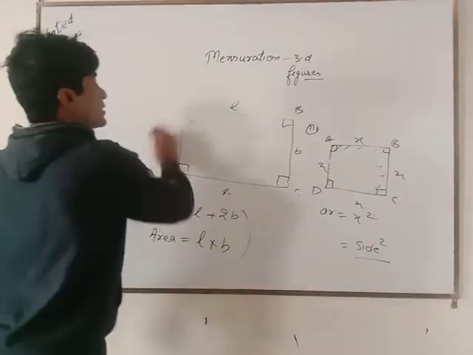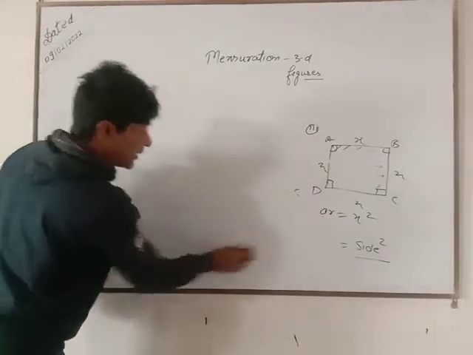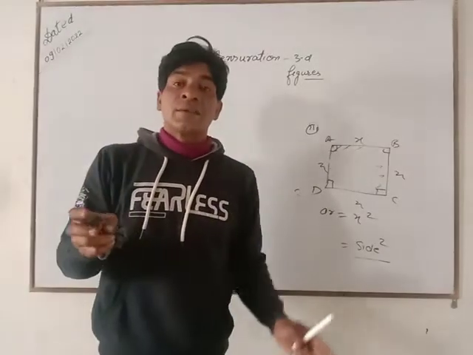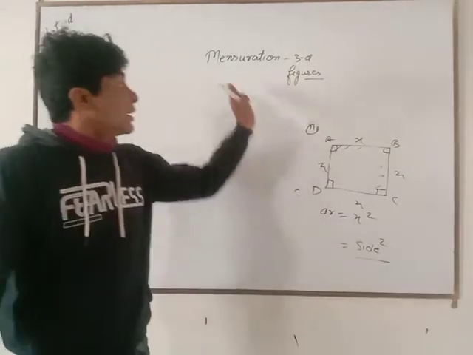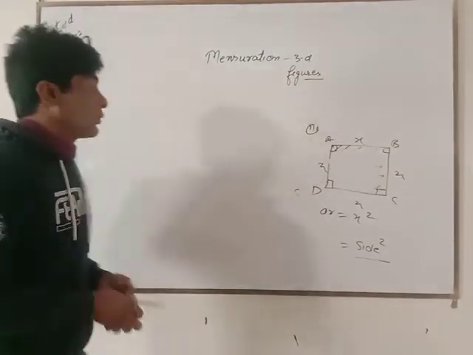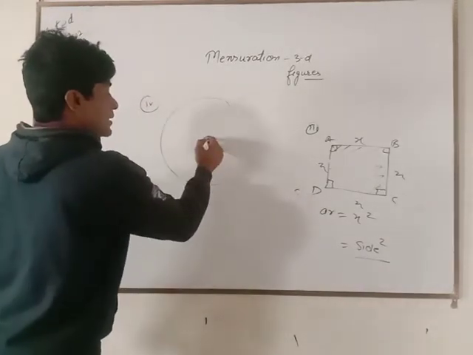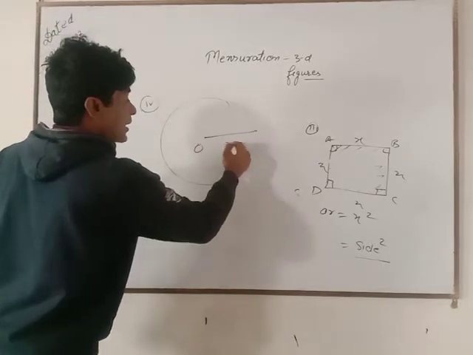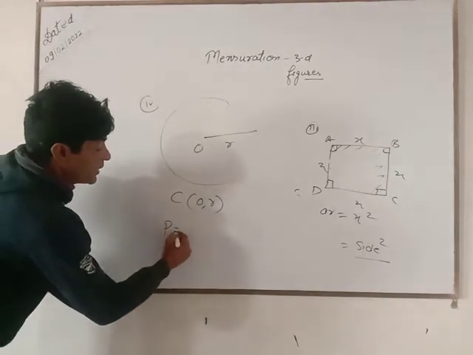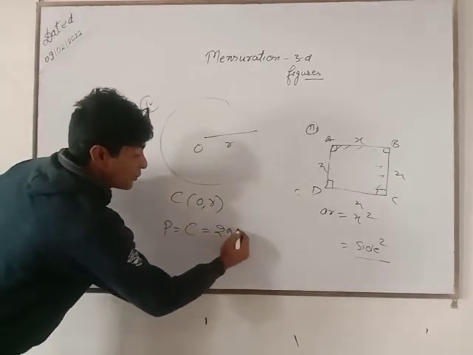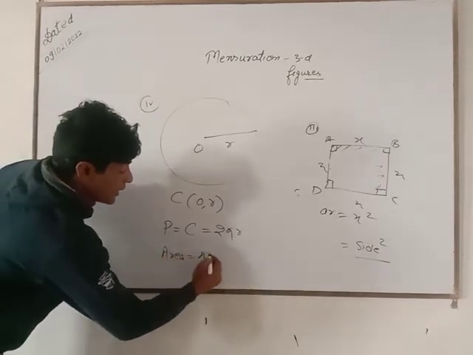And the fourth figure is the circle. I am telling you the foundation and basics which you have to prepare and know just before the study of mensuration of 3D figures. Now, the fourth figure is your circle. This is your circle with center O and radius R. Its perimeter is the circumference of the circle. This is equal to 2 pi r, and its area is equal to pi r square.